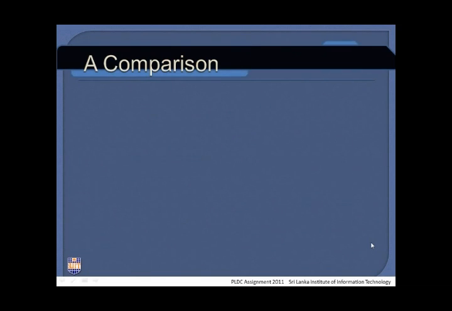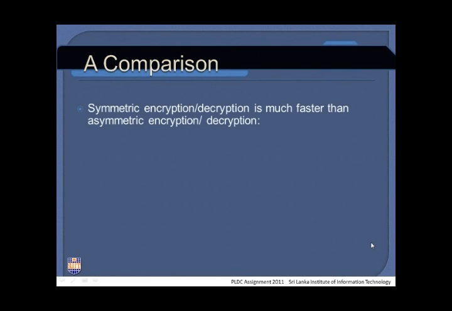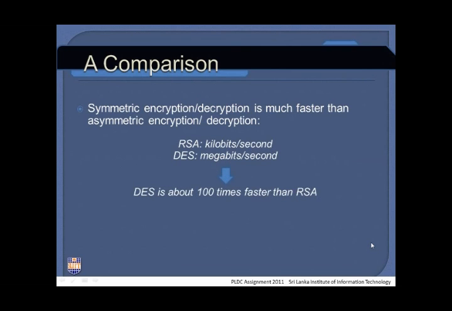Here is a comparison between symmetric encryption-decryption and asymmetric encryption-decryption. Symmetric encryption or decryption is much faster than asymmetric encryption or decryption. For example, RSA sends data in kilobytes per second and DES sends megabytes per second. As you can see, DES is 100 times faster than RSA. So, symmetric encryption is 100 times faster than asymmetric encryption.